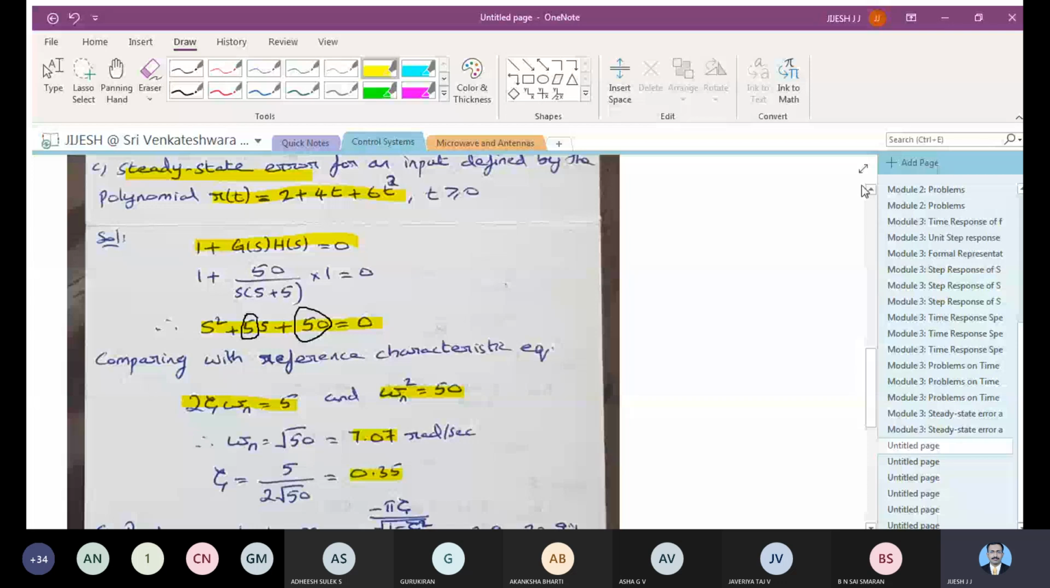We have done a lot of problems similar to this. So just substitute the zeta value and find out the answer for maximum overshoot, peak overshoot. So zeta you got it as 0.35. So you have to put e to the power of minus pi times 0.35 divided by root of 1 minus 0.35 square. So do the calculations properly.